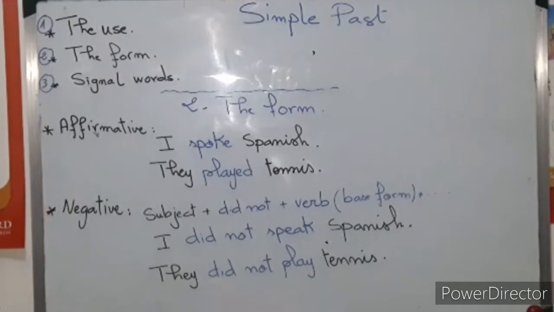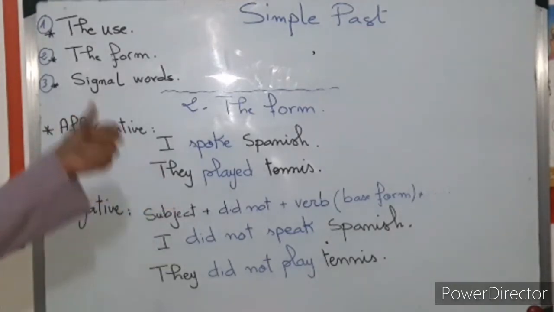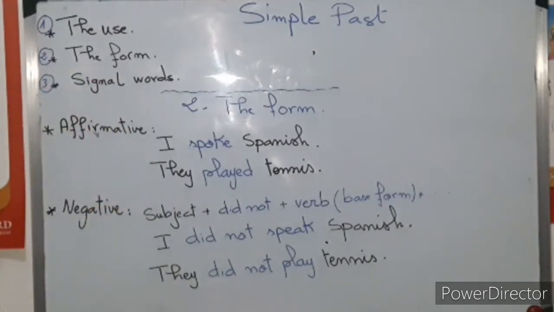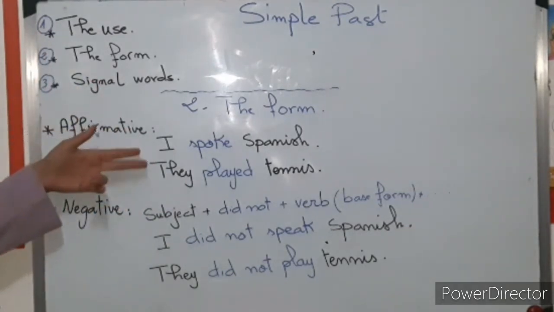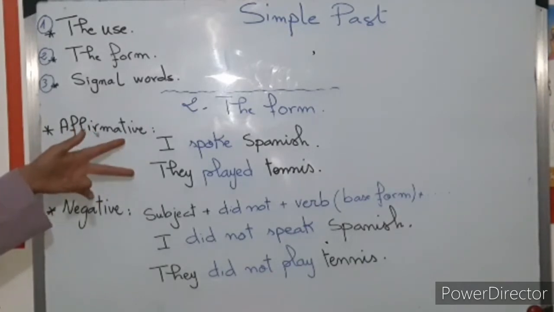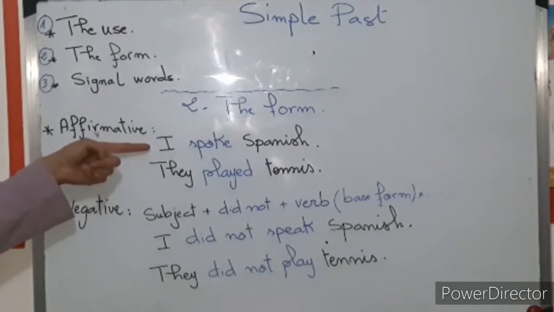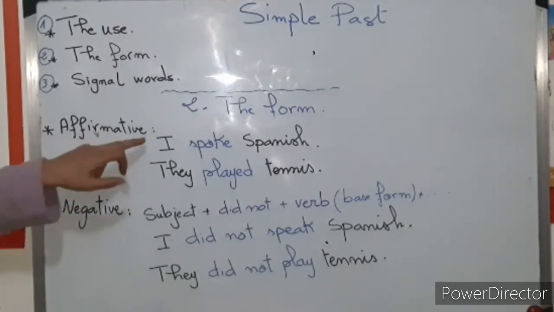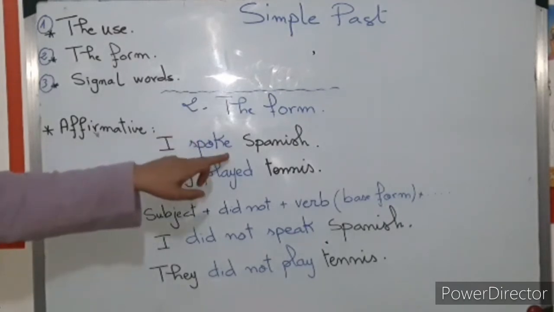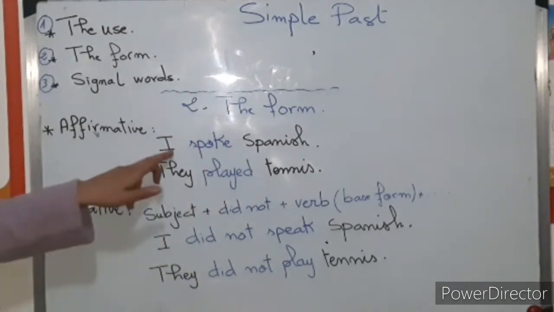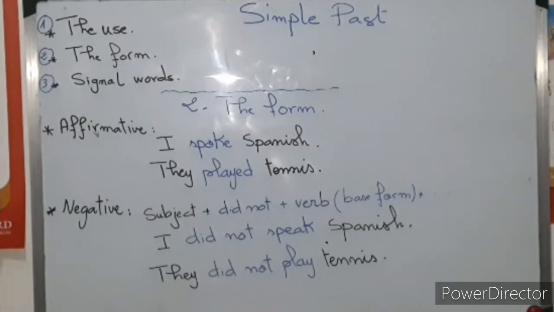So let's continue again. For the affirmative form, we have said that we have two types of verbs, regular and irregular. Here, I've written two examples, with two different verbs, irregular and regular. For example, I spoke Spanish. The verb here is in simple past, and it's an irregular verb.